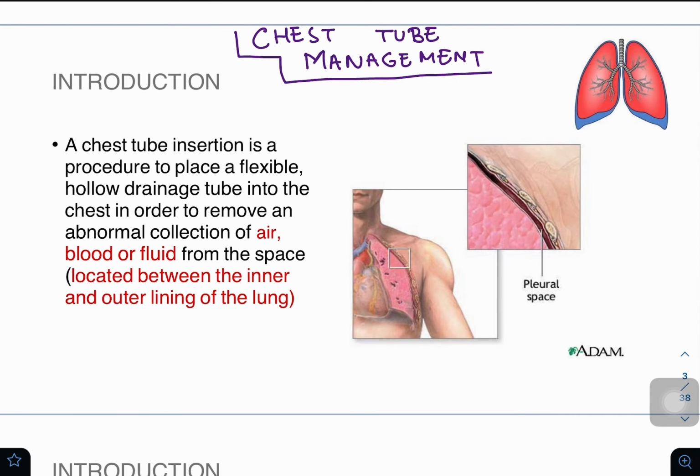So, chest tube management. Introduction. Chest tube insertion is a procedure to place a flexible hollow drainage tube into the chest in order to remove an abnormal collection, whether it is air, blood, or fluid. This process is known as a chest tube insertion.